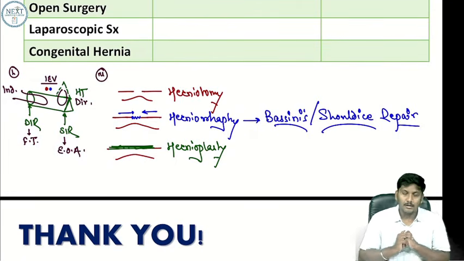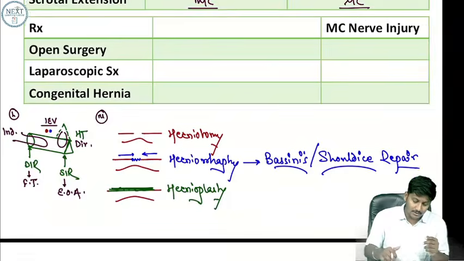But herniorrhaphies, as I've told you, as you are closing the layers with sutures, it is only possible for small to medium sized defects, and second, here the chance of recurrence will be there if there is too much tension in the sutures. So the best surgery is hernioplasty.